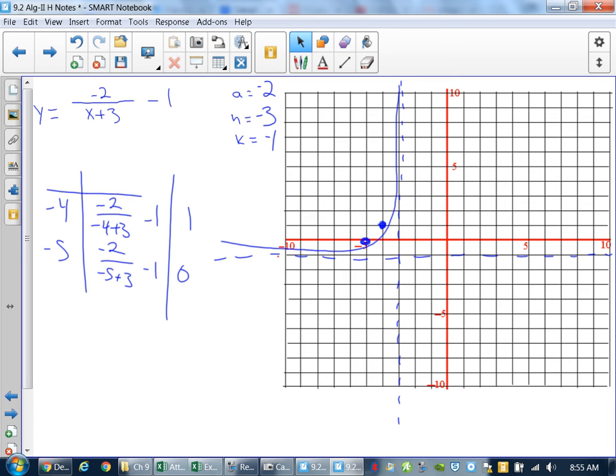A lot of the stuff you can figure out in your head, really, okay? And then I branch to the other side. If I branch to the other side, if I choose -2, -2 and 3 is 1. -2 divided by 1 is -2. -2 minus 1 is -3. So I have -2, -3. So what I'm getting at here is I'm getting ordered pairs.